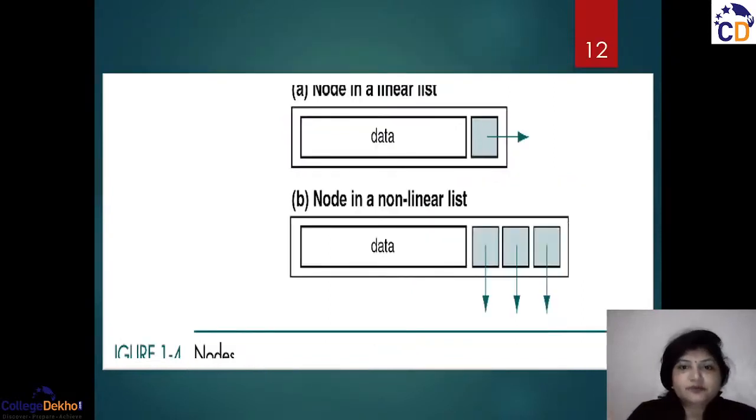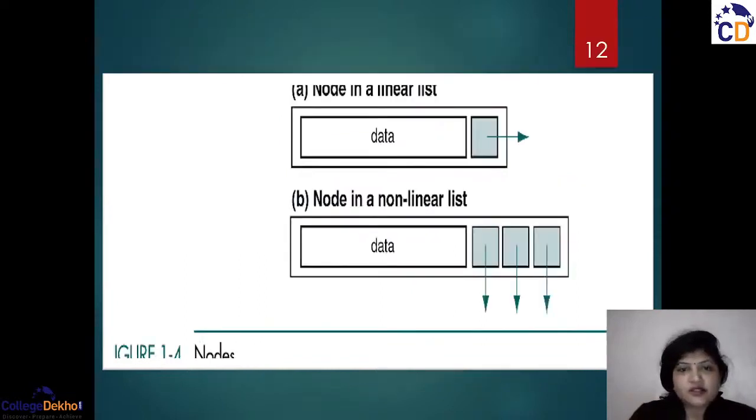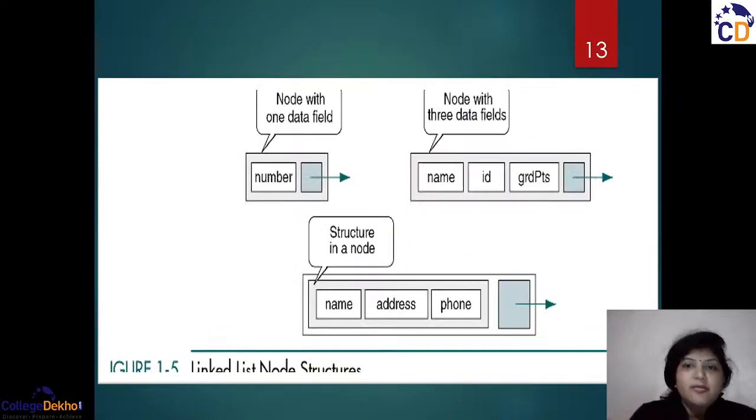Then we have how we have nodes in our list. We have the first node in a linear list. We have seen there are two things: the data and the link part. The link is basically representing the pointer to the next element in the list. And a node in the non-linear list will contain the data, the address of the previous element, and the address of the next element in the list. So this is how it is maintaining the list.